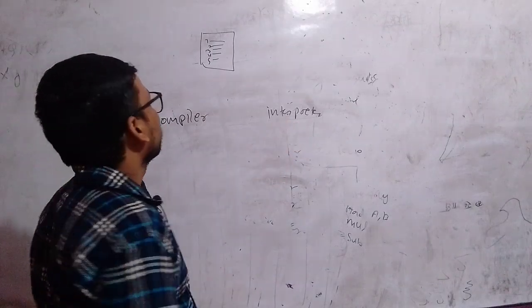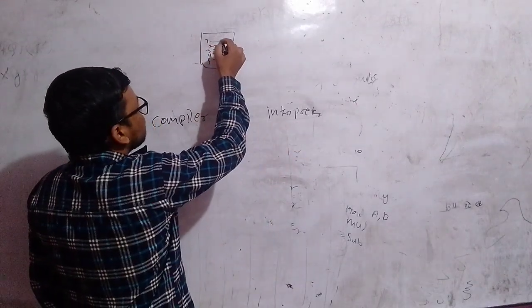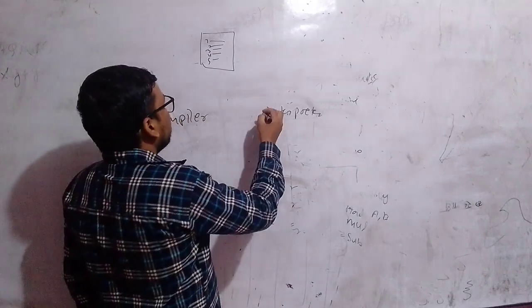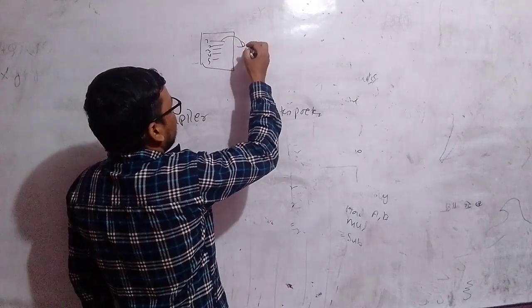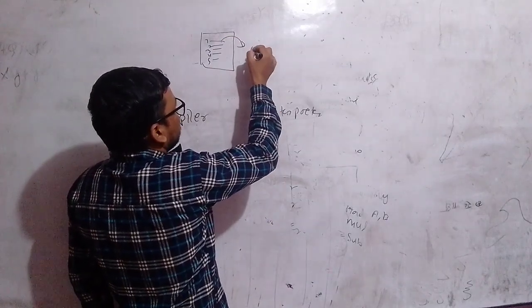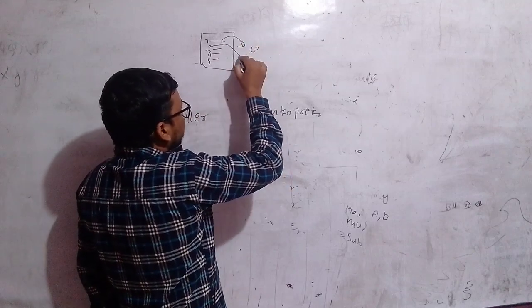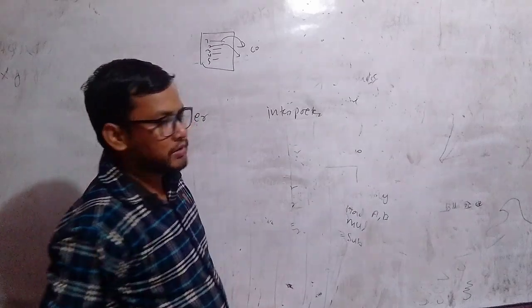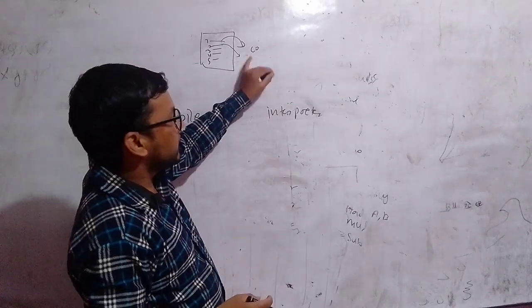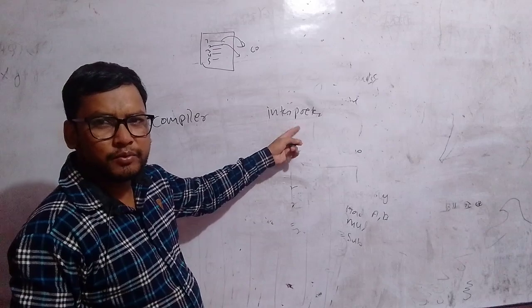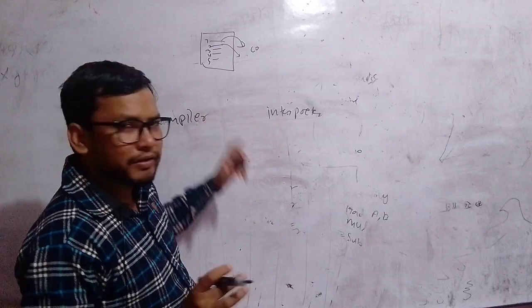Now the compiler takes the whole file at once and translates it. Now the interpreter takes each line of instruction one by one. Interpreter takes this line of code and converts it into machine code, and after completing this, takes the second line of code, converts it into machine level language and so on. It takes each line of code one by one, it does not take the whole file at once.